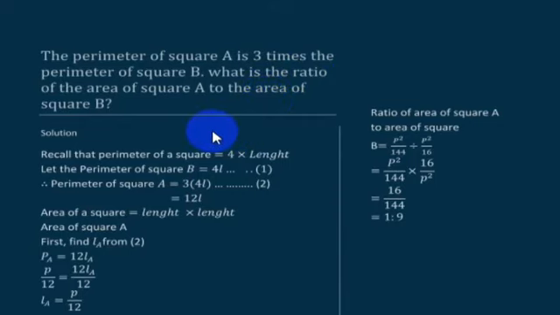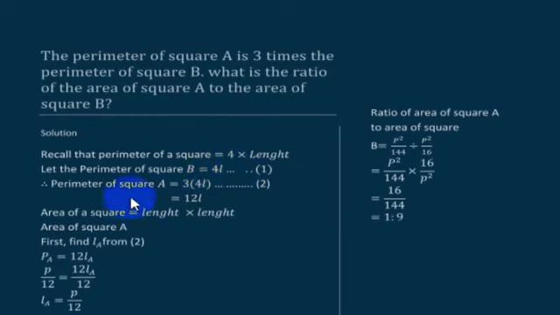Okay, a problem has been given and it states that the perimeter of a square A is 3 times the perimeter of square B. What is the ratio of the area of square A to the area of square B? And recall that the perimeter of a square is 4 times length. So let the perimeter of square B be 4L. Okay, we call this equation 1.